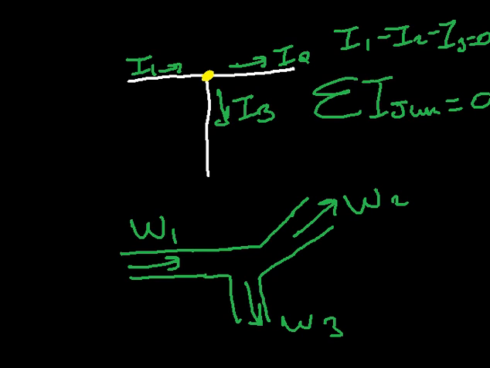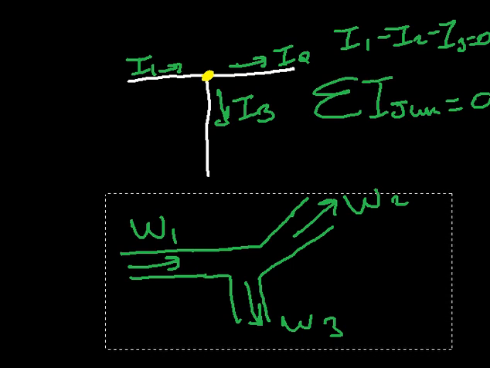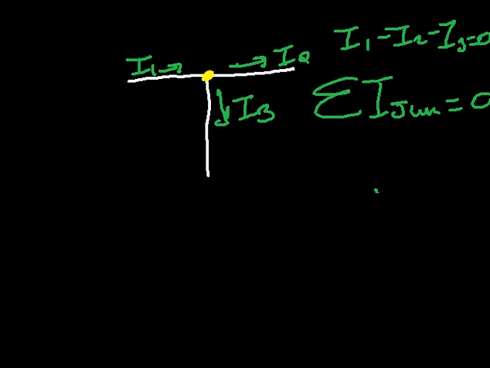Now here's the question for you. Kirchhoff's current rule is said to obey the law of conservation. So why is it that Kirchhoff's current law is said to obey the law of conservation? I want to see the responses in the comment section below.